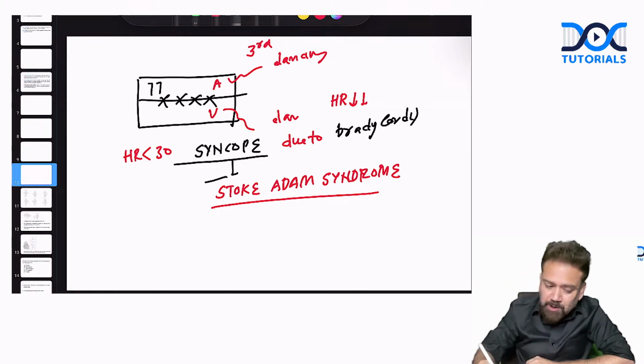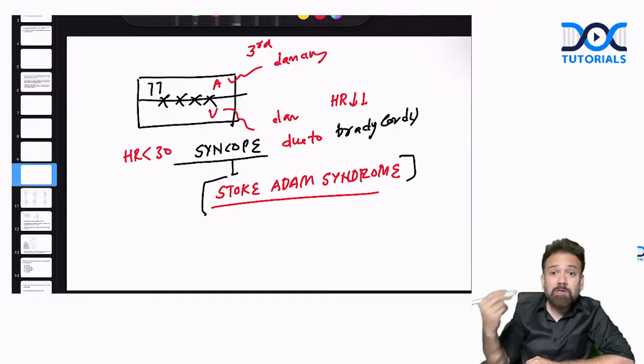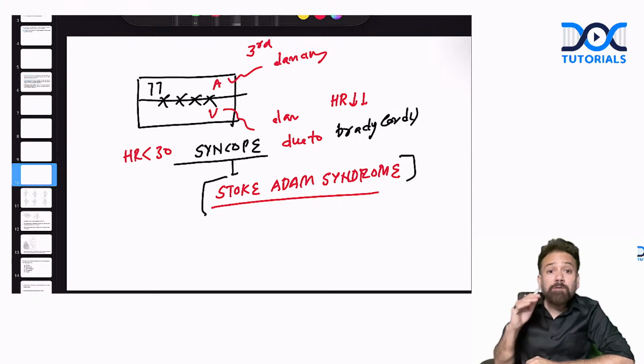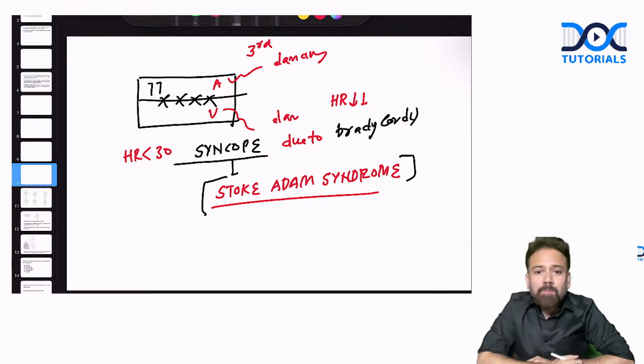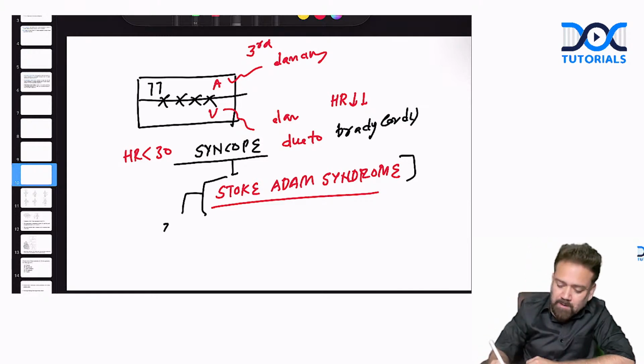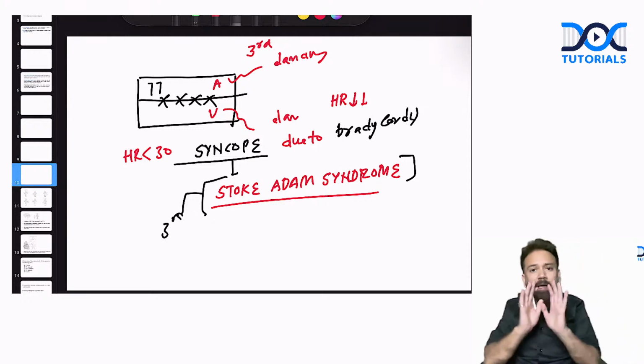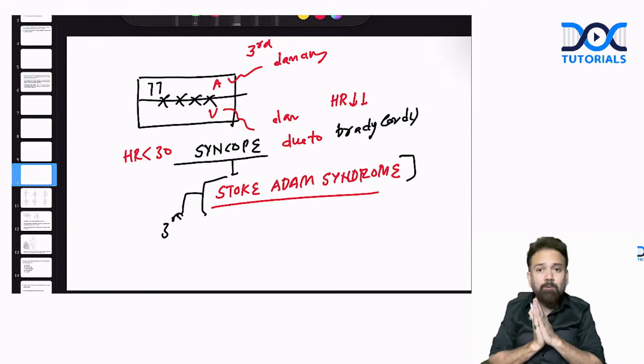Stokes-Adams syndrome is a characteristic of which heart block: first degree, second degree, third degree? Because there is a bradycardia, and when bradycardia is causing syncope, it is your Stokes-Adams syndrome. So Stokes-Adams syndrome is characteristic of third degree heart block. I hope we have a clear idea about this.